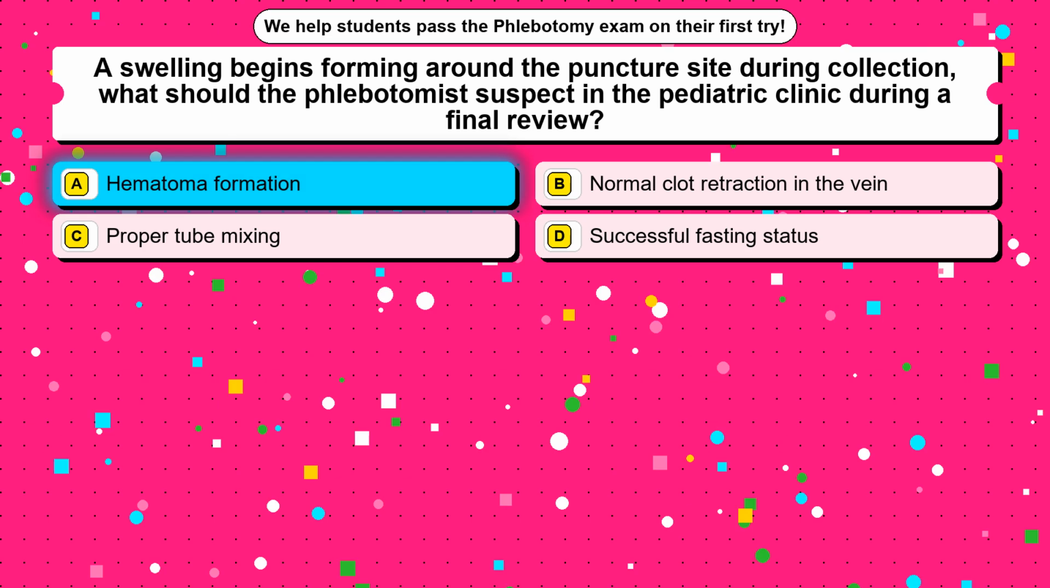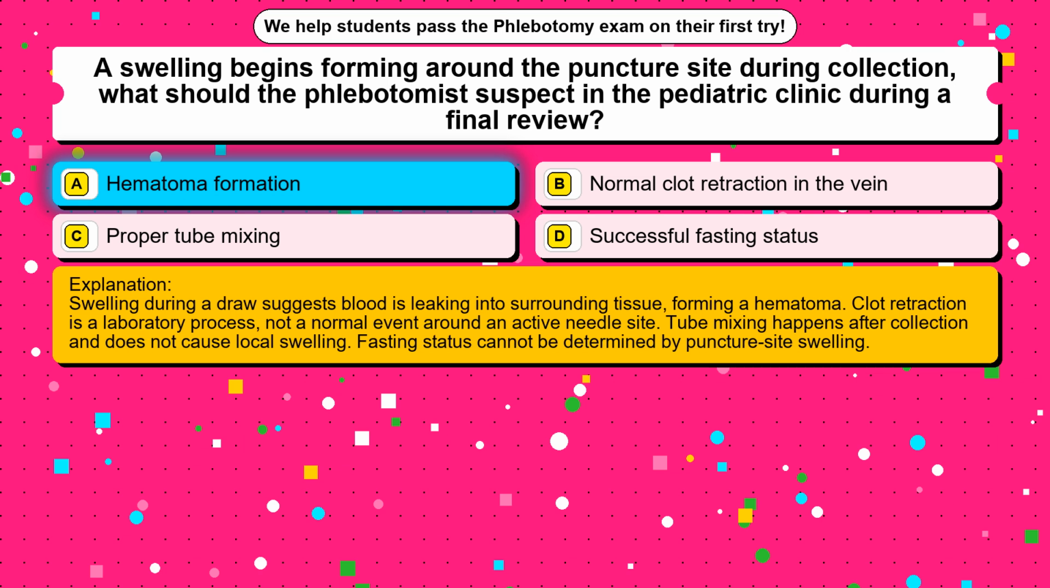The correct answer is option A. Hematoma formation. Swelling during a draw suggests blood is leaking into surrounding tissue, forming a hematoma. Clot retraction is a laboratory process, not a normal event around an active needle site. Tube mixing happens after collection and does not cause local swelling. Fasting status cannot be determined by puncture site swelling.